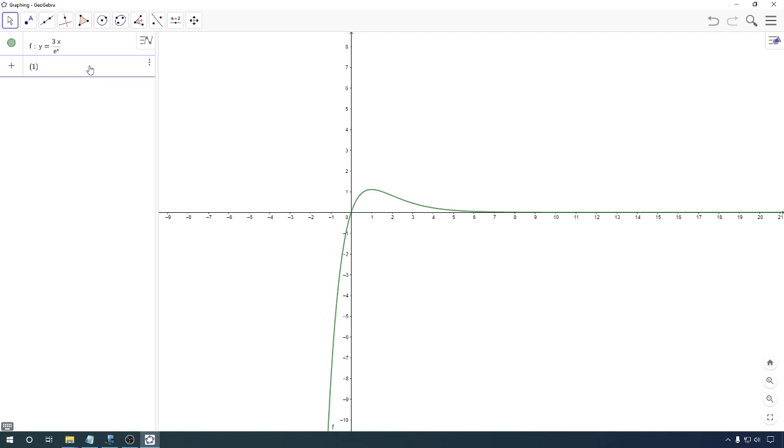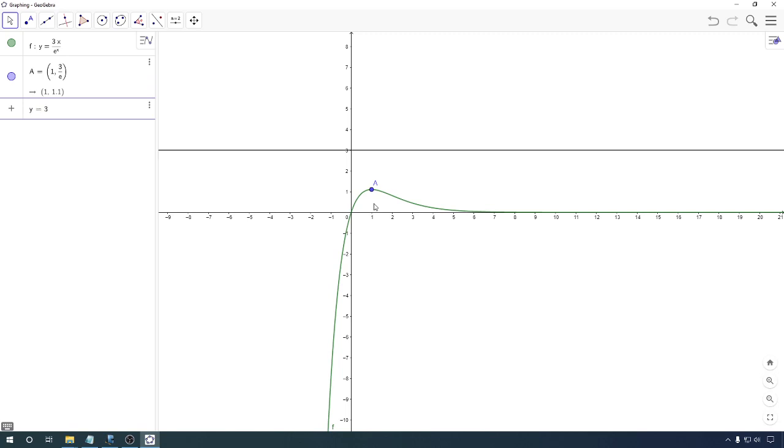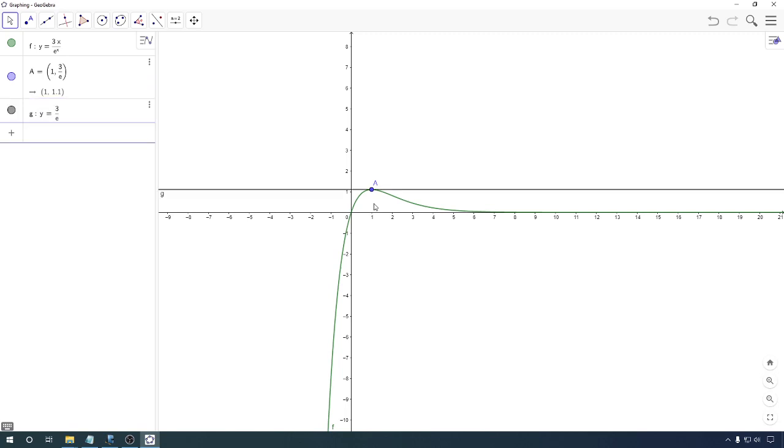When we look at the point 1, 3 over e, that is the point here. And as you can kind of tell, it is actually at a relative maximum. And that corresponds to the fact that we know the derivative there is equal to 0. So if we just graph that horizontal line that we said, we just get a line that touches our graph right at that point. That's exactly what we expected to see.